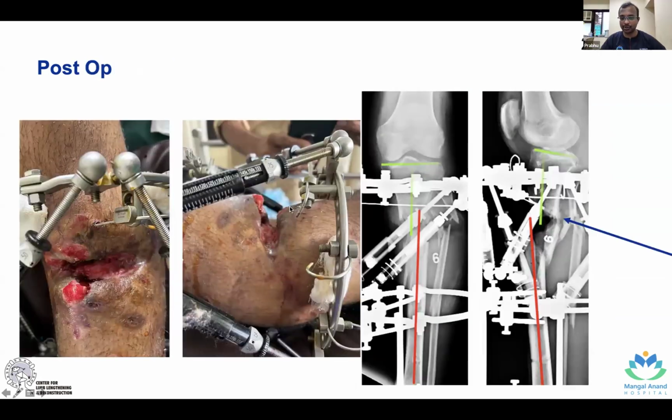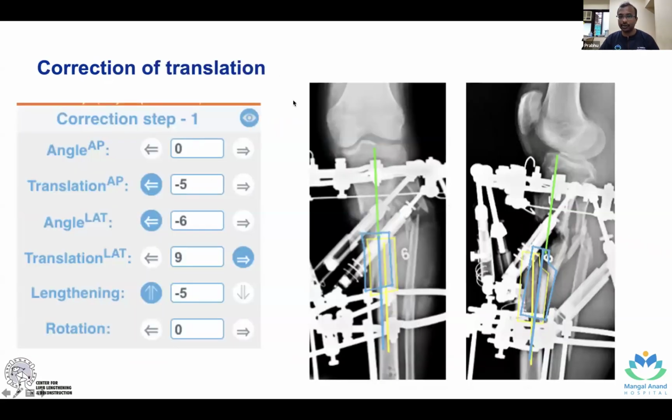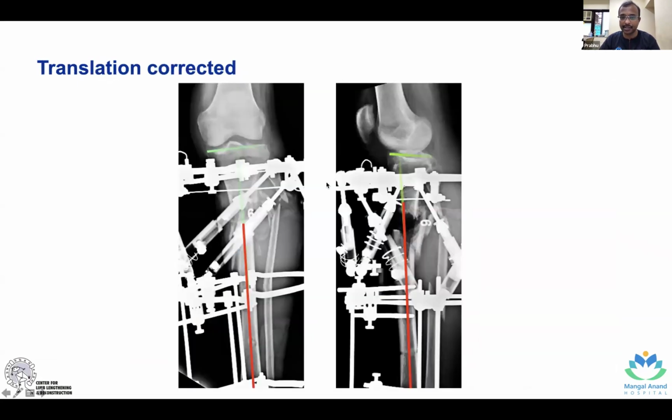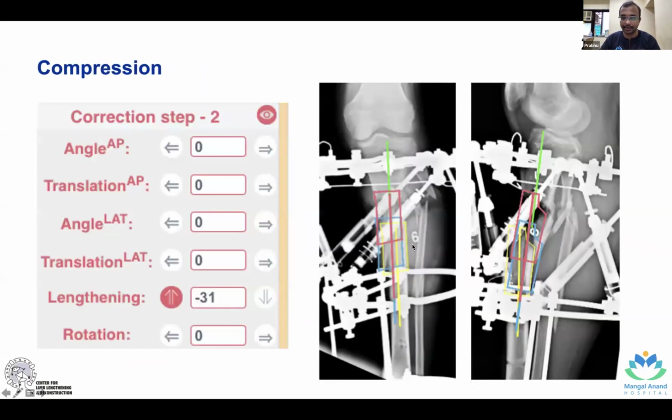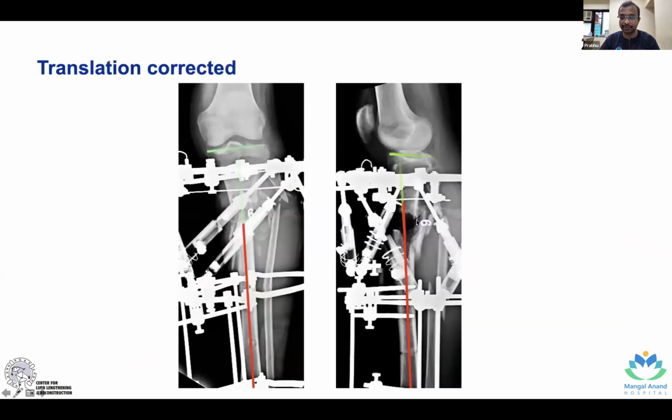So these are the post-op wounds and X-rays. In the post-op wound, we can see the defect, and the AP and lateral views show some amount of translation in the anteroposterior view and angulation deformity in the lateral view. So a new DepthFix program was given to correct the translation as well as angulation deformity. These were the X-rays post planning, post DepthFix program.